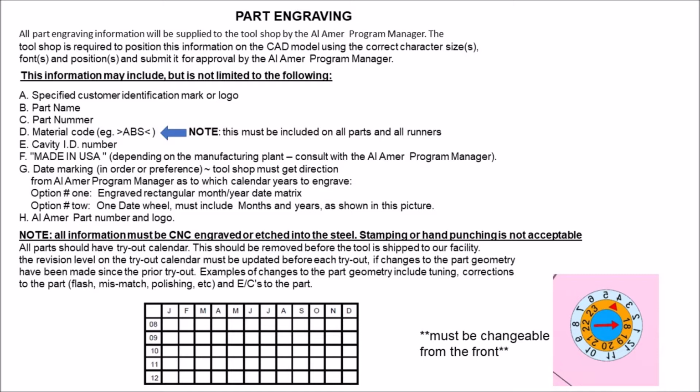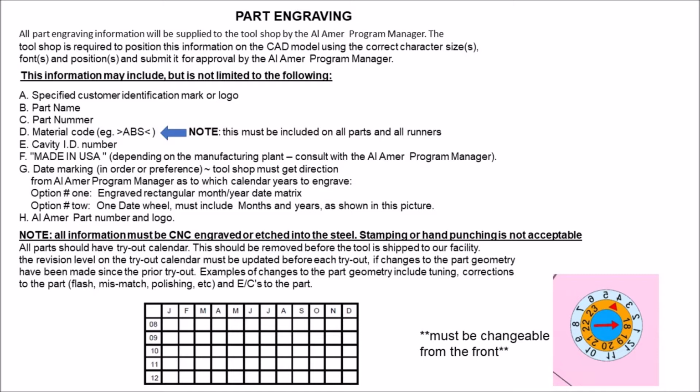This information may include, but is not limited to, the following: specified customer identification mark or logo, part name, part number, material code, example ABS. Note, this must be included on all parts and all runners. Cavity ID number. Made in USA, depending on the manufacturing plant, consult with the Amer program manager.